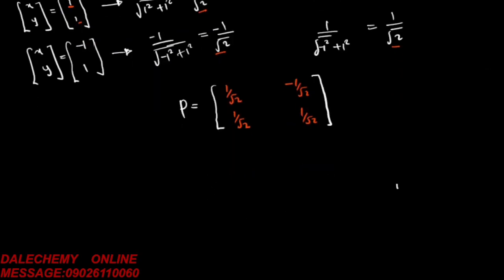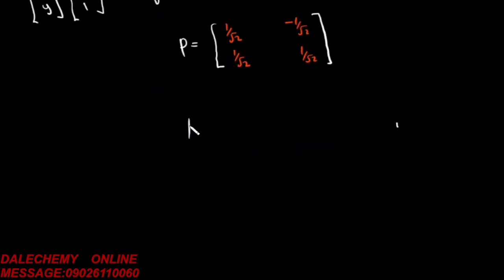The transpose of this matrix will be the matrix you get when you switch the rows of this P matrix to columns. So this is the first rule and this is the second rule. When I switch this first row to the first column here, I will have 1 over square root of 2 and minus 1 over square root of 2. The second row to the second column, we have 1 over square root of 2 and 1 over square root of 2. So this is the transpose.